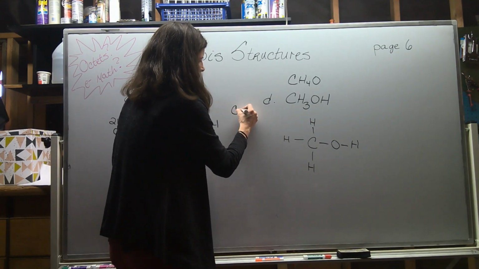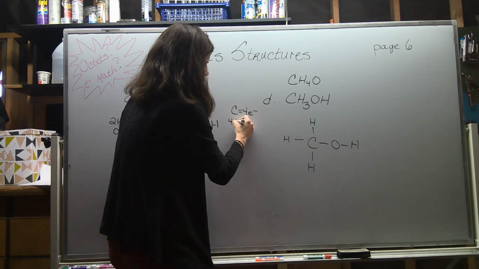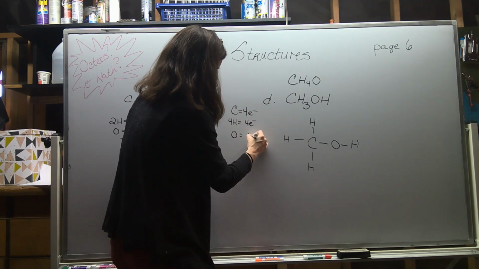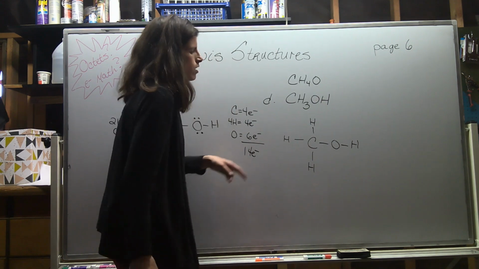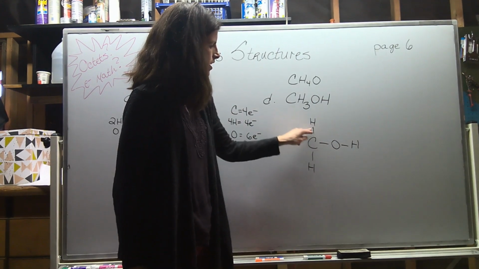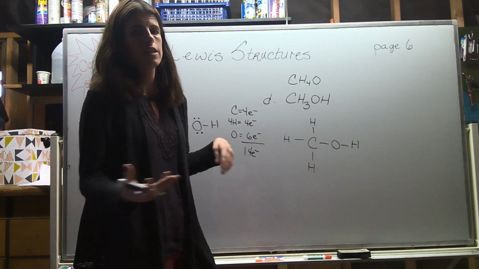So we have a carbon with 4, hydrogens altogether, so another 4 electrons. And then that oxygen, which is group 6, 6 electrons. So 14 electrons. Carbon is good to go with its octet. 2, 4, 6, 8. There's 4 bonds coming into carbon, which means it has the 8 electrons that it needs.